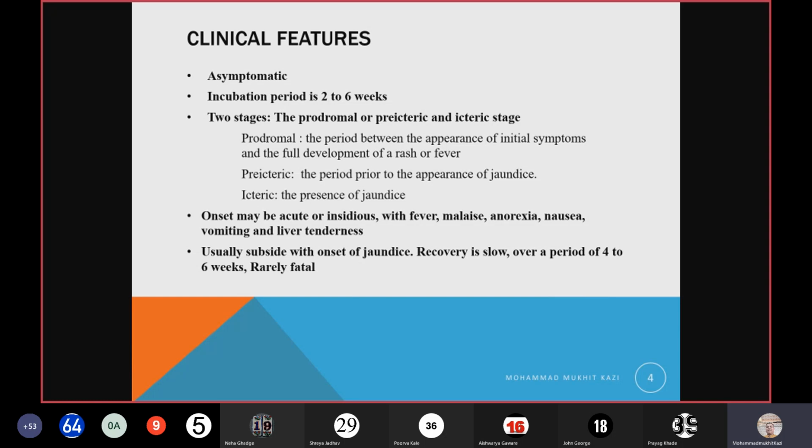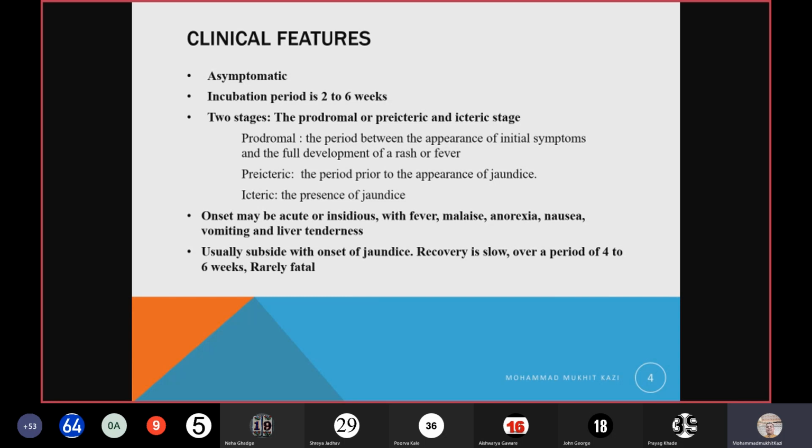There are two stages in hepatitis, the prodromal or pre-icteric and the icteric stage. These are the two stages in which the disease occurs, or clinical features occur. The prodromal phase is the period between the appearance of initial symptoms and the full development of the disease. This is the prodromal phase. And what is the pre-icteric? The period prior to the appearance of jaundice, and then the icteric stage is the presence of jaundice.